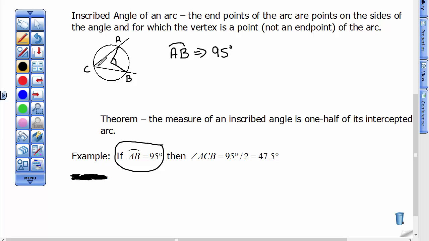And this angle right here will be half of that one. So if this is 95, then angle ACB will be equal to 95 divided by 2, which I've typed down there a little bit further, which is 47.5 degrees.